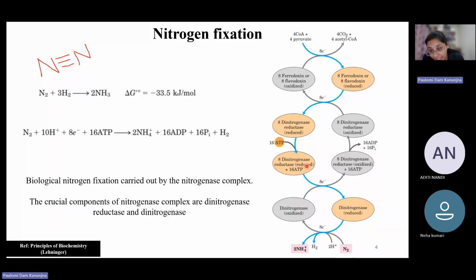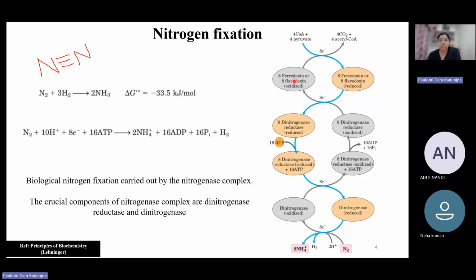Now, this is reduced again. Where is it getting reduced from? This is being reduced by ferredoxin. And where is ferredoxin receiving its electron from? We go back to the same components that we have been studying since the beginning: coenzyme A and pyruvate. These are components from glycolysis. So when coenzyme A and pyruvate are converted to acetyl coenzyme A, which is a defined step of glycolysis, the electrons that are generated here go to ferredoxin and reduce it.